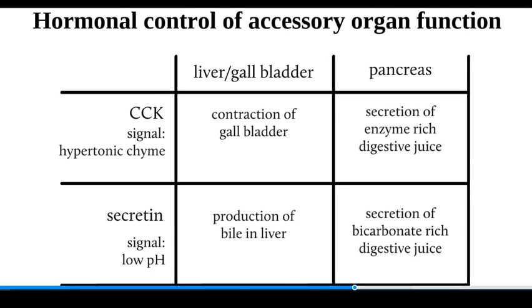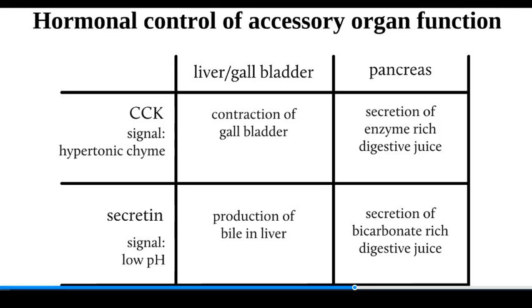Controlling the release of these digestive juices are a couple of important hormones, CCK and secretin, which are produced and secreted by the duodenum into the bloodstream and target the liver, gallbladder, and pancreas. Now, CCK, or cholecystokinin, literally means movement of the gallbladder in the Greek roots that form that word.